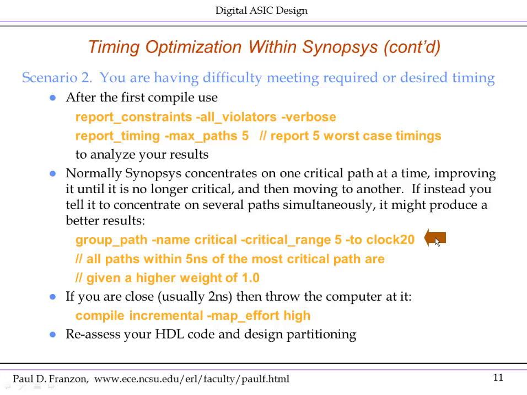One way to deal with this is to tell synthesis to deal with these paths simultaneously by grouping them together as per this group path command here. Now what you're doing is giving an equal weight to all these paths, and 5 isn't a magic number. You actually have to work out how many paths are equally critical, or close to being equally critical, and use that number of paths. But now what you have to do is essentially treat this as one bundle, and you have a chance of getting better optimization out of it.